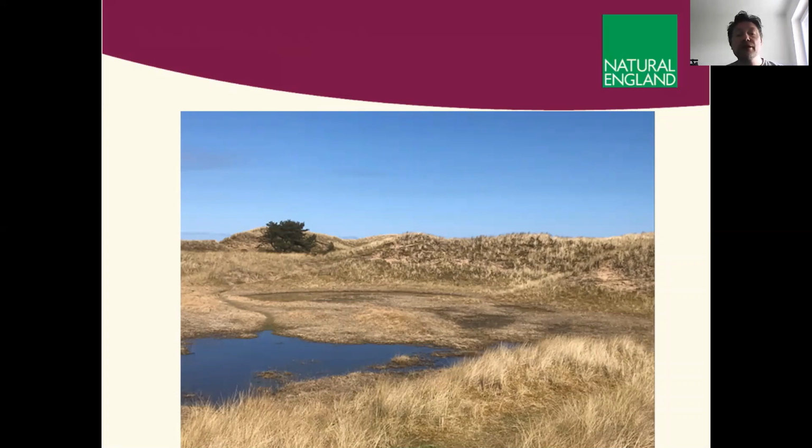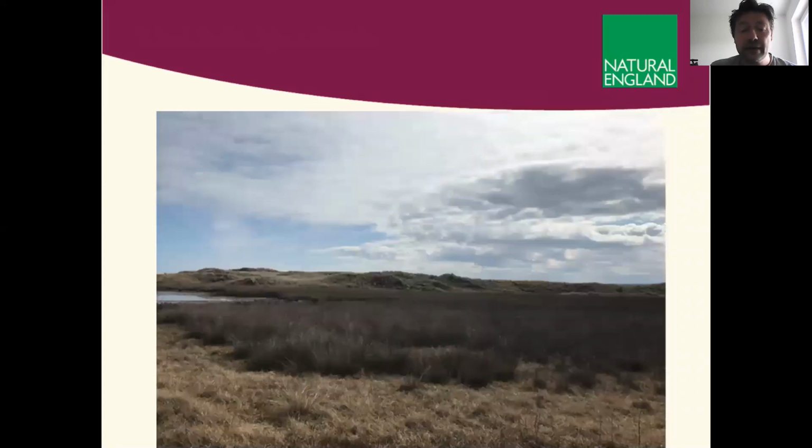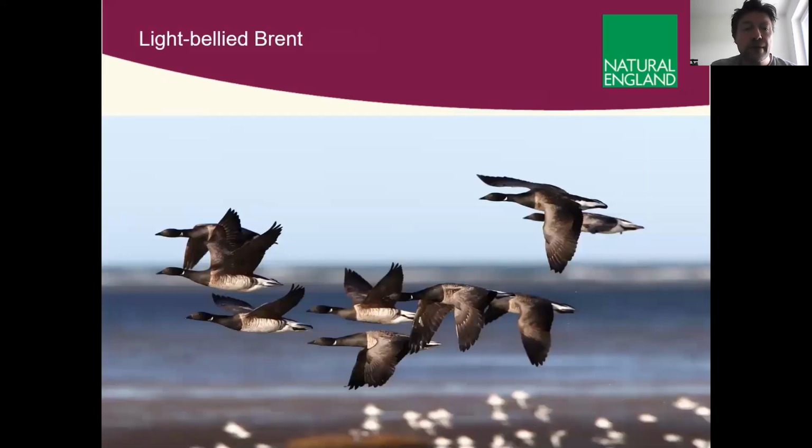We've got the full gradation of duneland habitats. Nice picture here of a nice transient slack. The slack areas are the low-lying areas between the higher dune. That's the dry slack. A wetter slack with some of the largest concentrations of Schoenus nigricans, or black bog rush.